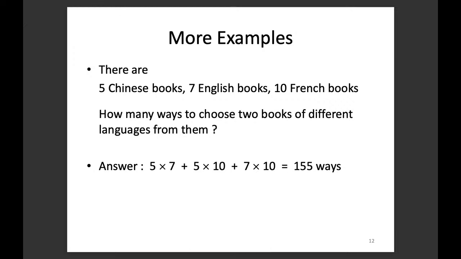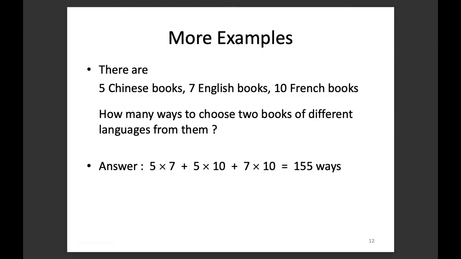There is also another way of solving this problem. In order to get two books of different language, another way that we can do is using subtraction. We first find out the number of ways to get any two books. Okay. And then this is overcounting. We are counting some of the cases that we don't like. For instance, we don't want two Chinese books. We don't want two English books, and we don't want two French books.